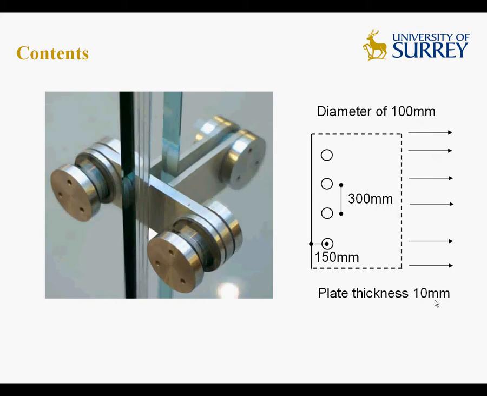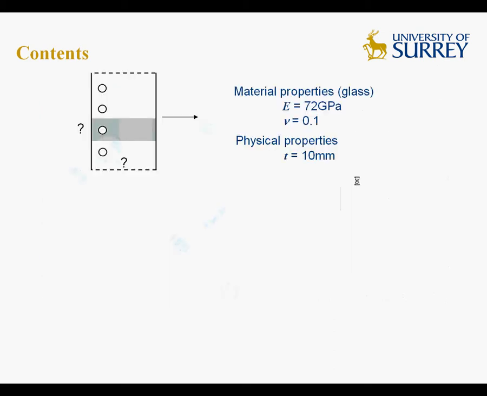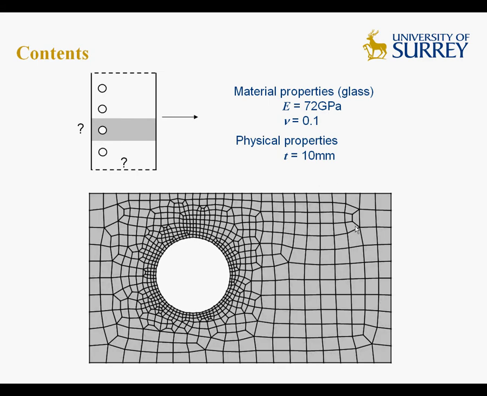So it has a plate thickness of 10 millimeters and diameter of 100 millimeters. We've given the material properties and the physical properties, and we created a finite element mesh, and the plate is subjected to a pressure on the right hand side of 200 kilonewtons per meter, which is a pressure of 20 megapascals, a total load of 60 kilonewtons on this side.